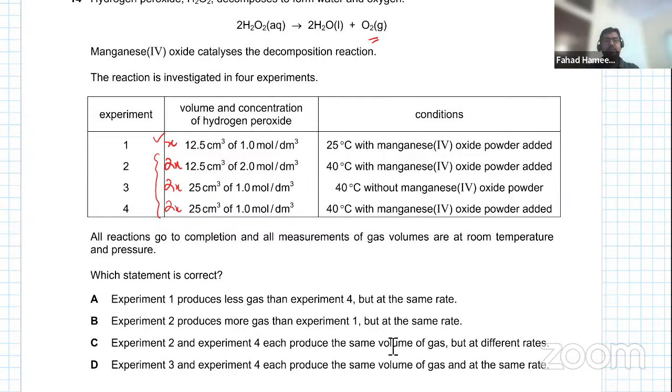Experiment 2 and experiment 4 each produce the same volume of gas, which is true. 2 and 4 will produce exactly the same volume of gas, but at different rates. Okay, the concentration in experiment number 2 is higher, ठीक है? 2 की higher है ना, compared to 4, right? अच्छा एक second. अच्छा 2 is higher. अच्छा इसके बाद next one.